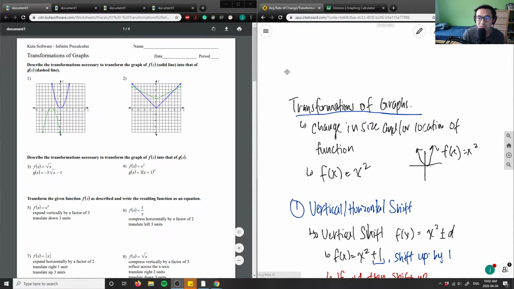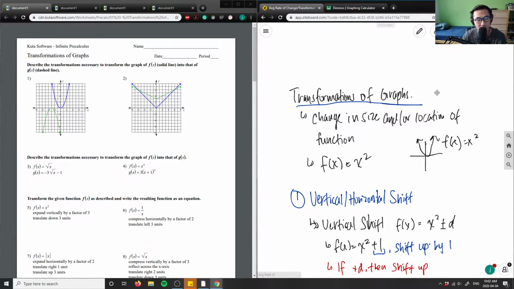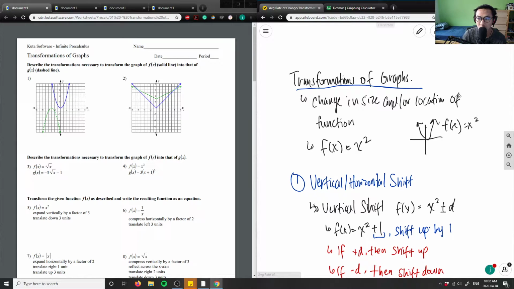Without further ado, let's just get started and continue off where we left last time. What we left last time was we did some transformations of graphs. Just a little review about last lesson: we talked about the definition of changing the size and location of a function.